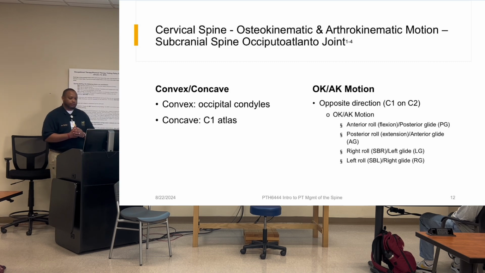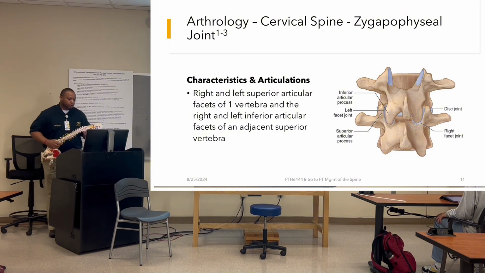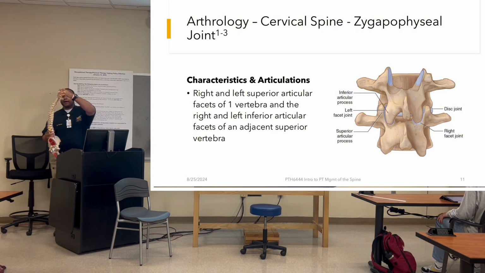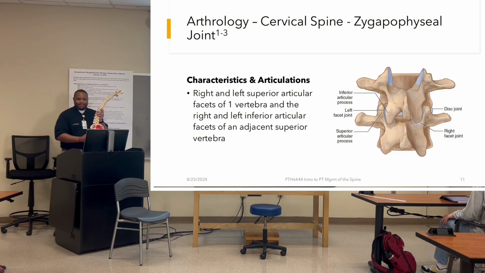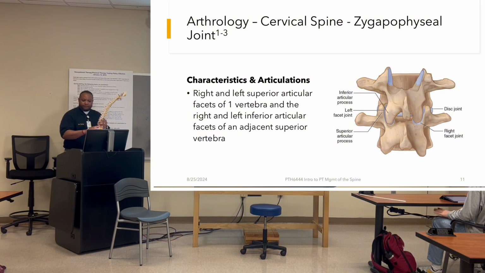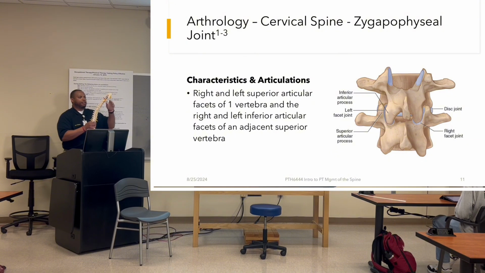The fun stuff: the osteokinematic and arthrokinematic motion. So we're gonna start with the subcranial spine. The subcranial spine can be challenging to comprehend, but once you get it, you got it. So with the subcranial spine, you have the convex occipital condyle, we'll talk about, articulating with the concave portions of the atlas, of C1 atlas.